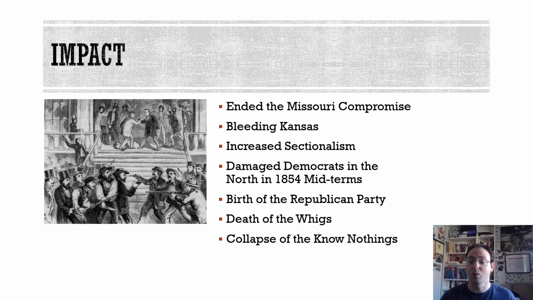The Democrats remain, but their northern support is weakened. The Republicans emerge as a northern, anti-slavery expansion party. Kansas explodes into violence and chaos. And really, this is the beginning of the real strong steps towards the Civil War.